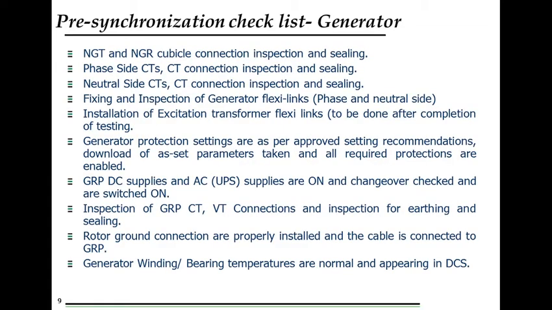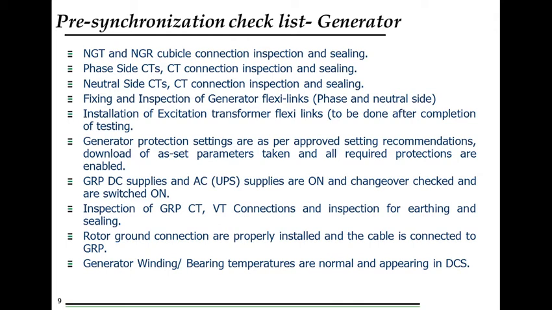Now there are a few synchronizing checklist items in the generator as well. As we have discussed, the generator stator winding is star connected and is grounded through the NGT, and there is a neutral grounding resistance cubicle. So we must check that cubicle properly and it must be properly sealed. Then all the CTs that are connected in a generator, that can be the phase CTs, the neutral CTs, or the generator protection relay CTs, must be properly connected and sealed.